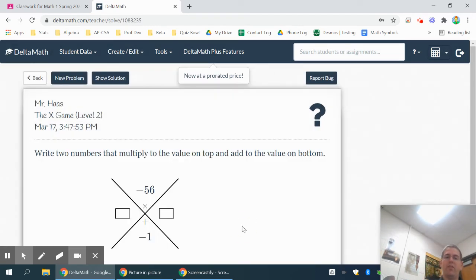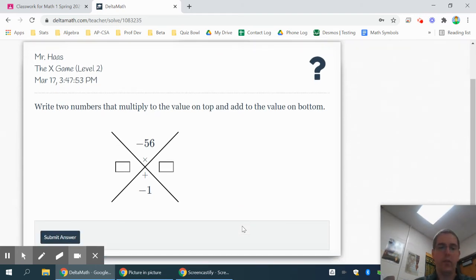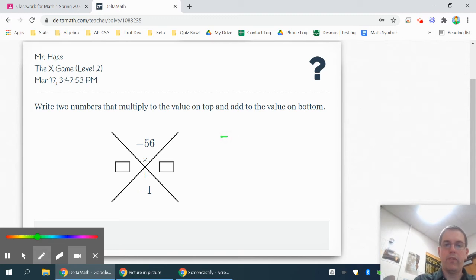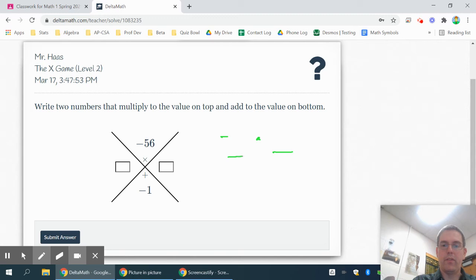it's going to have some negatives involved. Now, the difference with the negatives is if I'm multiplying to make a negative, I'm going to have one number that's negative and one number that's positive. So a negative times a positive. And in this case, I'm going to need numbers that add to make a negative 1. Since I'm adding to make a negative number, I know my larger number is going to have to be negative.